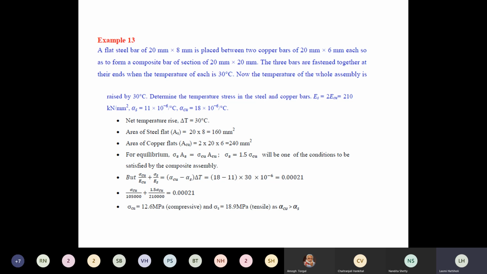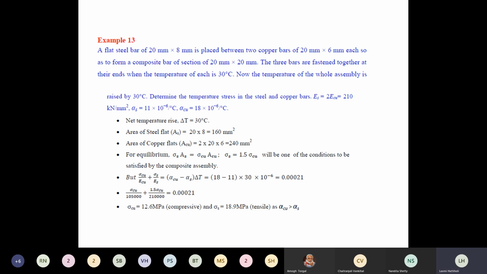So now I calculated stress for copper and stress for steel. Have you understood this up to here? Yes, ma'am. Okay, now my last question to you all. For stress in copper, I have written it as compressive stress in bracket, and for stress in steel, I have written it as tensile. Can anyone tell me why did I write this and how did I write this?